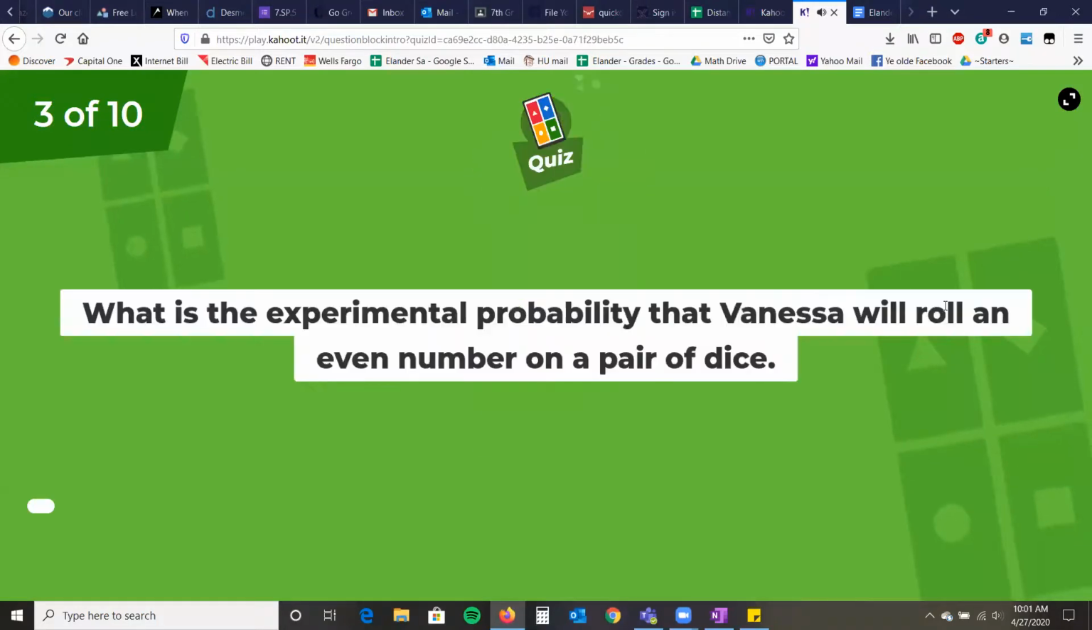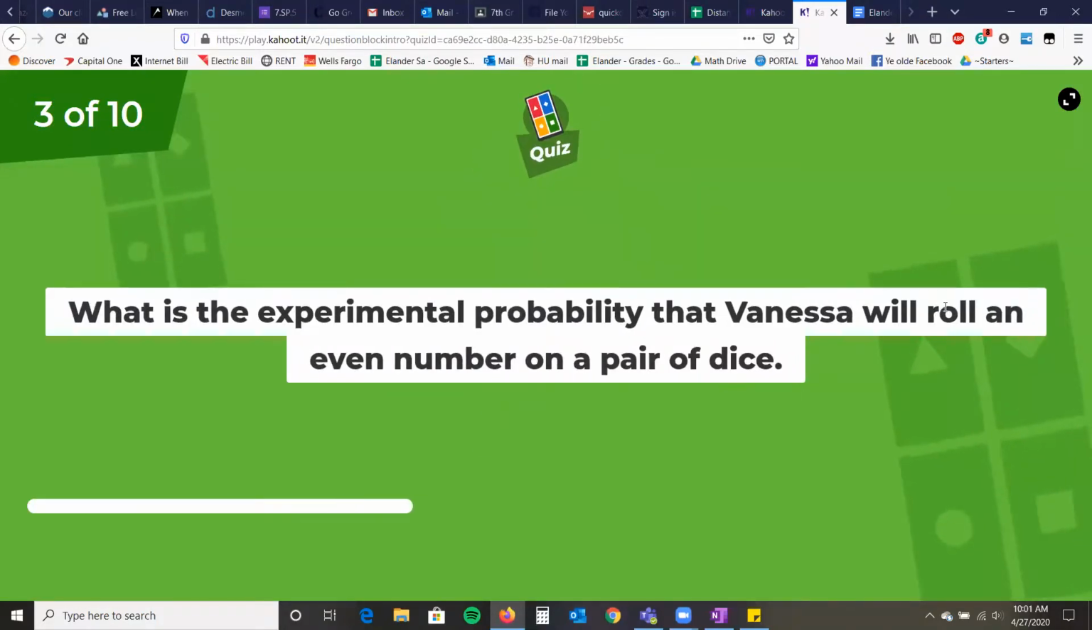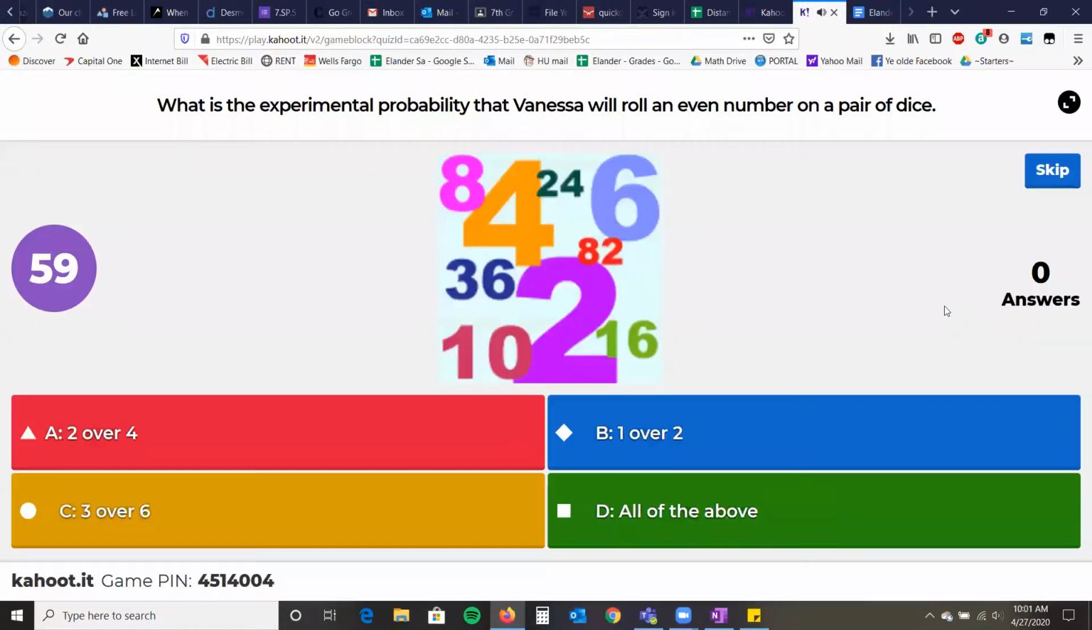Next question. What is the experimental probability that Vanessa will roll an even number on a pair of dice? So that one's a little bit tricky, but you got a pair of dice.